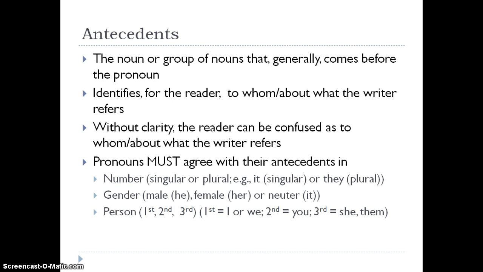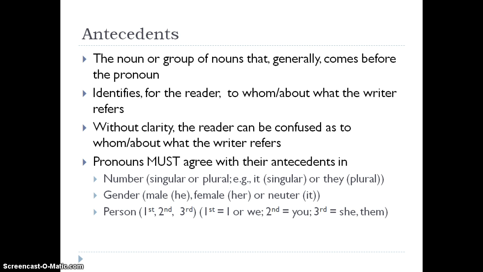Antecedents are the nouns or group of nouns generally that come before the pronouns. An antecedent identifies for the reader to whom or about what the writer is referring. Without clarity, the reader could easily be confused as to whom or about what the writer is referring.